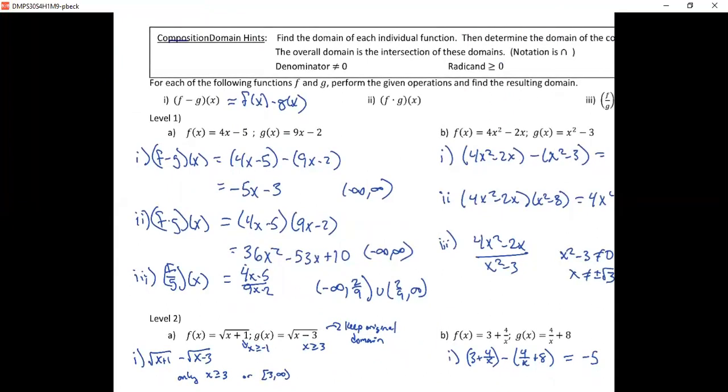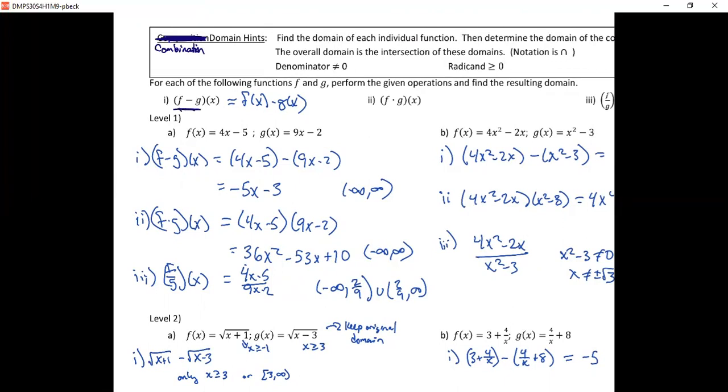Page 2, so part 1 is complete. Part 1 is you understand how to work with domain. Part 2, I'm going to be doing a combination of domains. So in combination of domains, what I need to look for in this situation is what happens to each individual function at the beginning, and then what is the overall result.